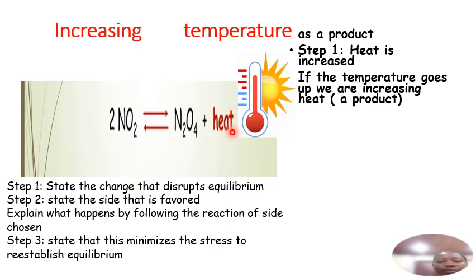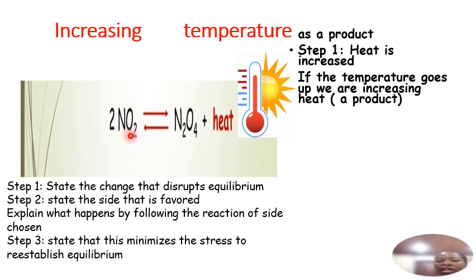So if heat is a product, and we increase the heat, which side needs to be favored? The side that does not have heat, right? So which side will that be? Let's see if you could tell me. That would be the left reaction, because the arrowhead is pointing to the left. No heat here.